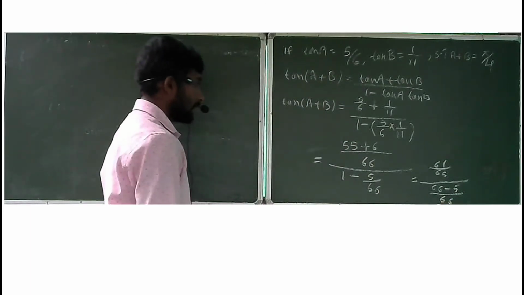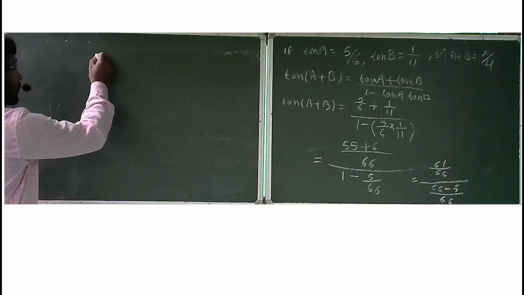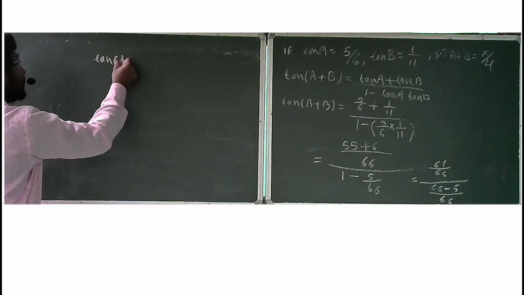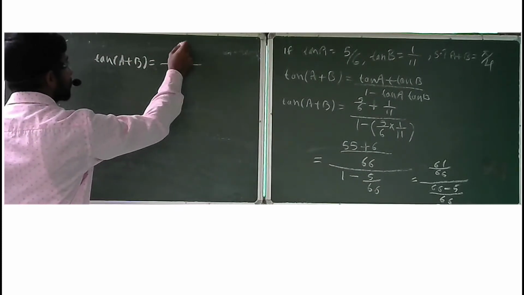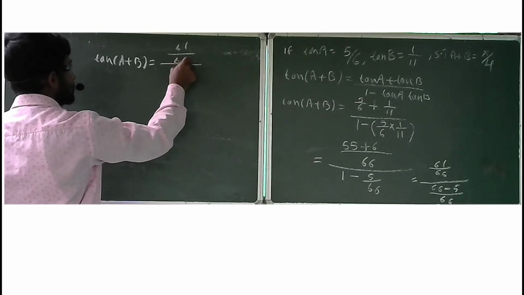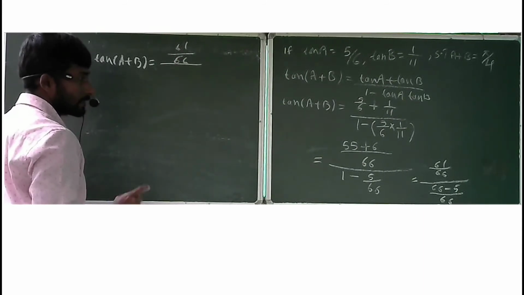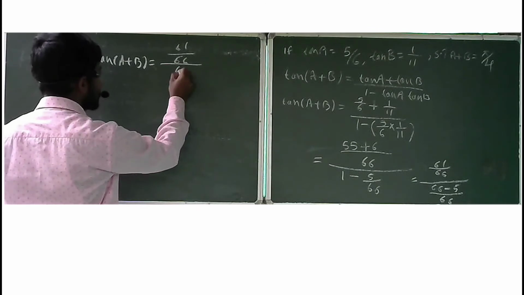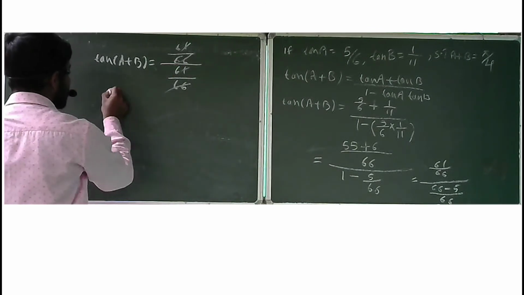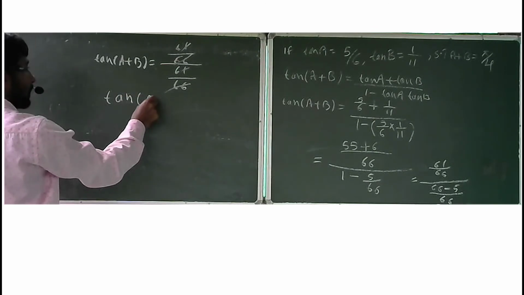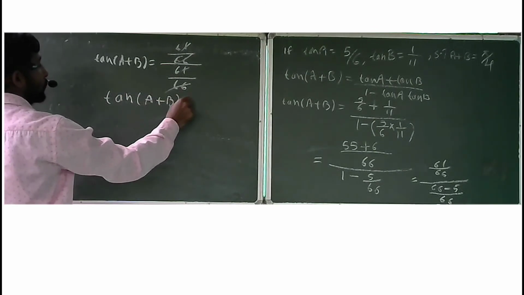66 minus 5 divided by 66. Okay. Again simplify that sum. Left hand side, tan of a plus b is equal to 61 divided by 66, divided by 66 minus 5 is again 61 divided by 66. Whole sum gets cancelled. Tan of a plus b value is equal to 1.